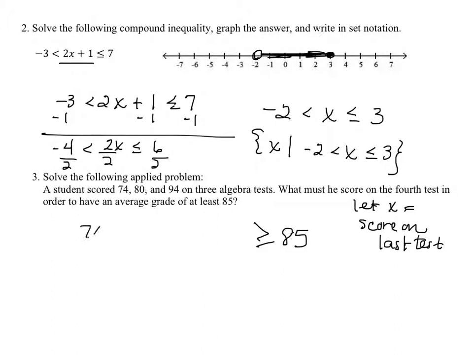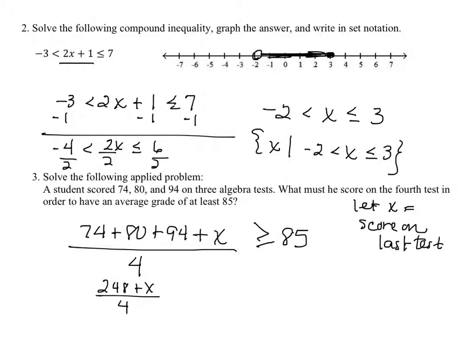Well, if we're going to average them, we have 74 plus 80 plus 94 plus the stinking x value, and I'm going to divide it by 4. We add them up. We divide by however many numbers there are. Perfect. So I'm going to use my little handy-dandy calculator so I don't mess up. 74 plus 80 plus 94 is 248 plus x over 4 is greater than or equal to 85.